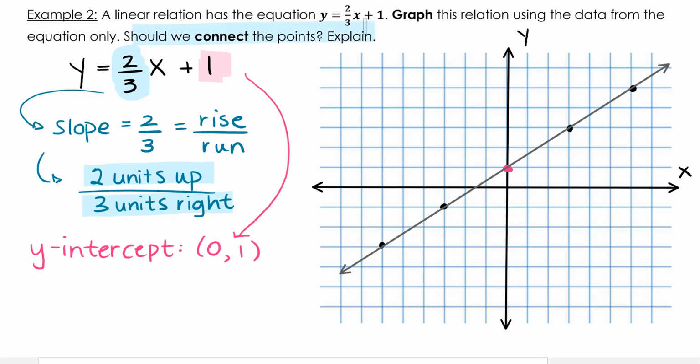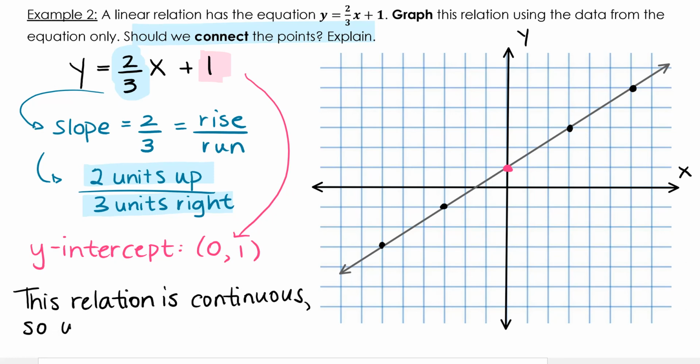Should we connect the points? Explain. Well, just like our previous equation, there was no context which led us to believe that there would not be in-between values. So whenever there's no context, we assume that there are in-between values. So we say this relation is continuous. So we connect the points.